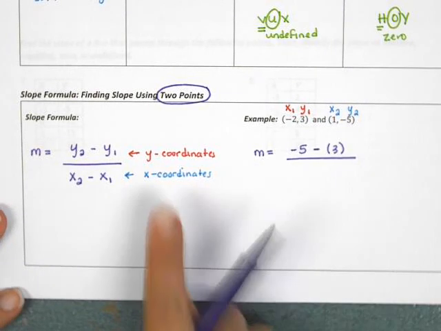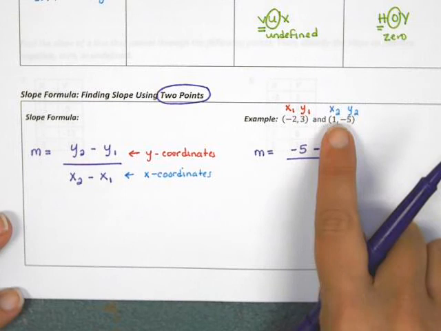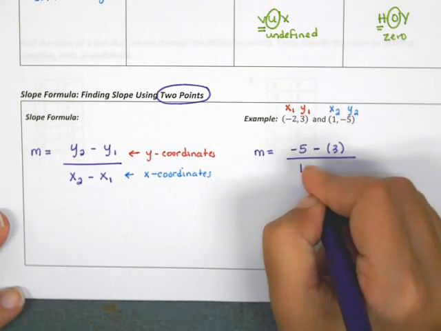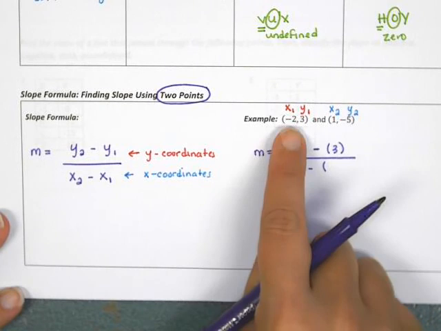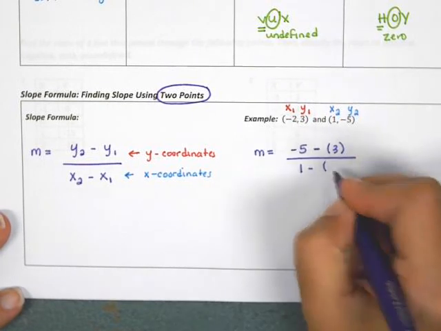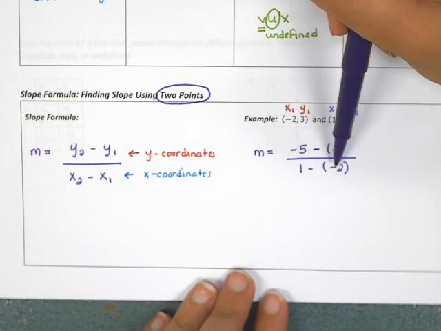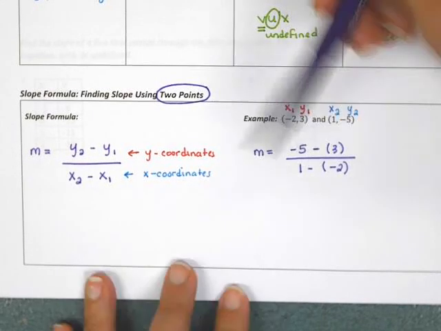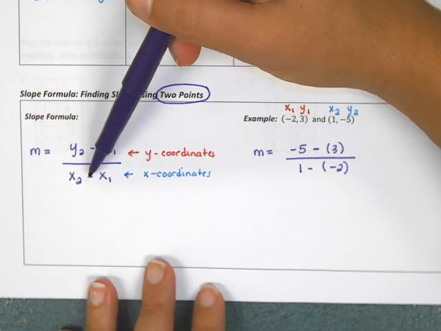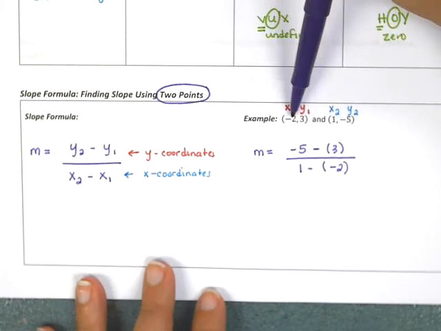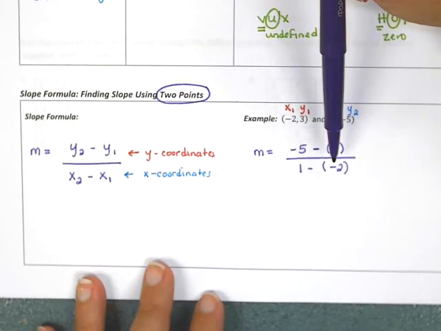Now I'm going to look at the x coordinates. I'm going to start with x number 2, which is a 1, minus, and then I'm going to look at x number 1, which is a -2. You'll notice I ended up with a minus and a negative in a row here. The reason for that is because there's a minus in the formula and there's a negative by this number.